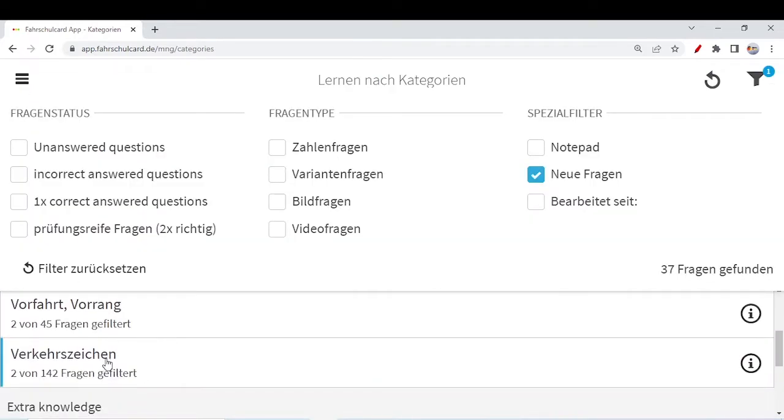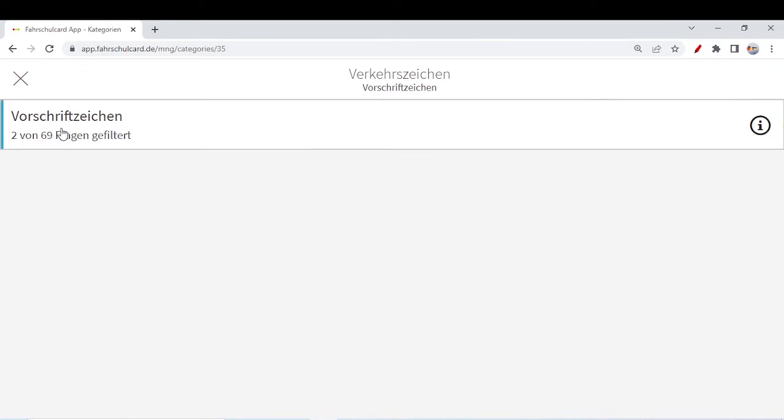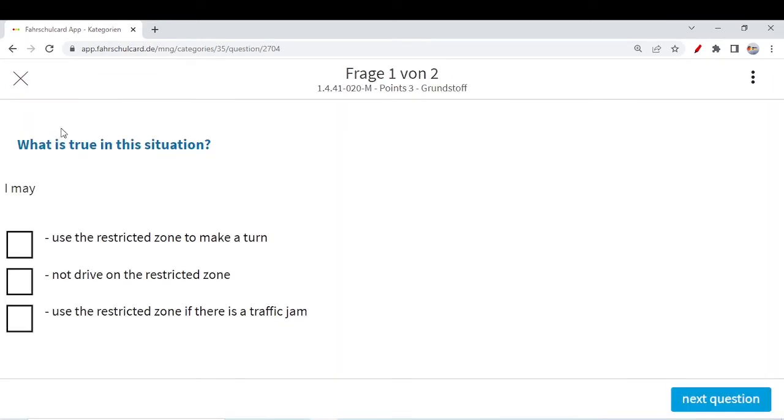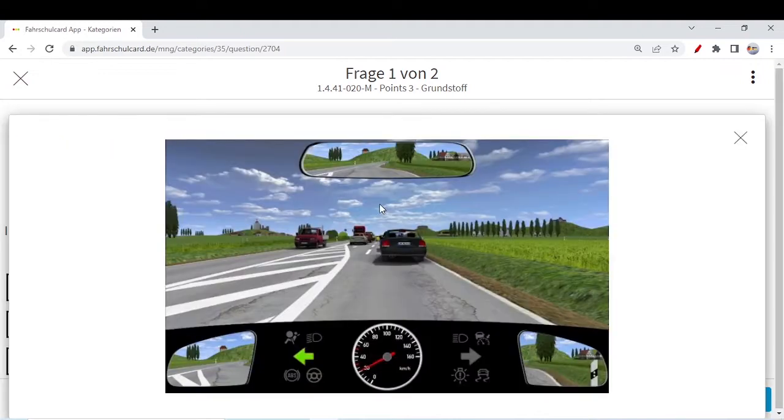So let's go to the third question of today's video, or the first question of this topic. What is true in this situation? So you see, you are on a roadway and you are also indicating to the left. You want to take a left turn, and because you can only take the left turn if you see this arrow, the road marking, you can only take the left turn from this lane or this spur. So you have to change for sure. But for timing, you see, you are in a traffic jam situation. I think you know this kind of road already from our previous videos.